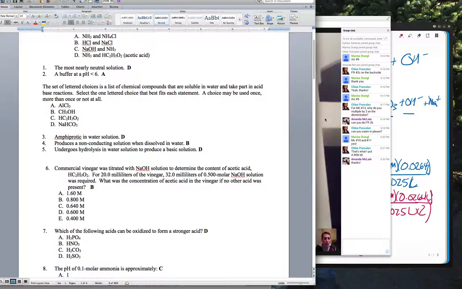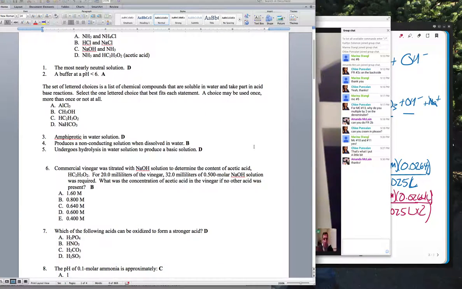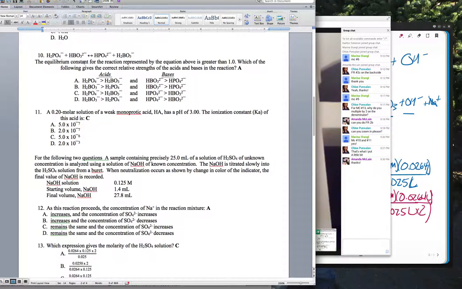All right, so now we're going on to multiple choice numbers 10 and 11. The equilibrium constant for the reaction represented by the equation above is greater than 1. Which of the following gives the correct relative strengths of the acids and bases in the reaction? So you have two acids and you have two bases. You know that H2PO4- is an acid because when you move to its conjugate, it gives up an H. And you know that H2BO3- is the acid because if it moves to the other side, it also gives up an H. Fortunately, it compares just those ones right there.